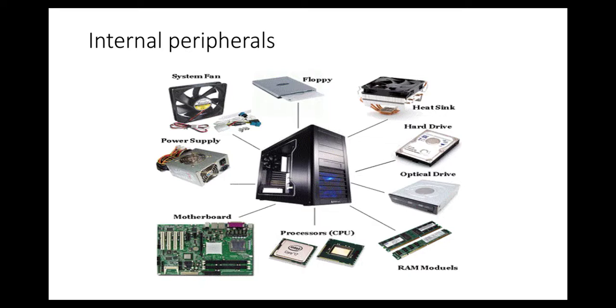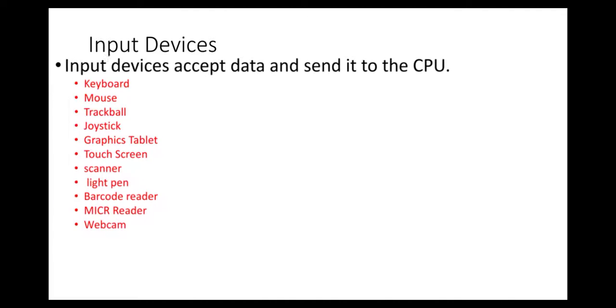This is a system box, system unit, CPU, central processing unit, and there are some devices like floppy disk, hard disk drive, optical disk drive, RAM, motherboard, processors and power supply. These are all located and placed inside the system unit. That's why we call these devices internal peripherals, because they are inside the system unit.